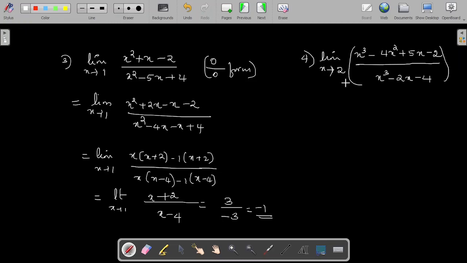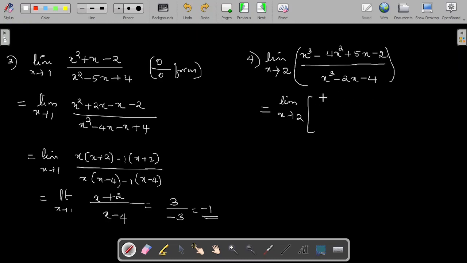Now next problem. Now when you apply x equal to 2 here, 2 cube 8 minus 16 plus 10, 18 minus here 18, which is 0 by 0 form. Means 2 is a root of this polynomial as well as this polynomial. That means x minus 2 is a root of the polynomial in the numerator as well as the polynomial in the denominator. So hence x minus 2 is one of its factor. To get the remaining, you can try synthetic division.